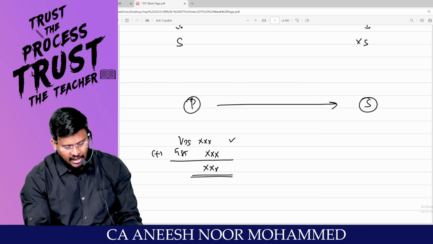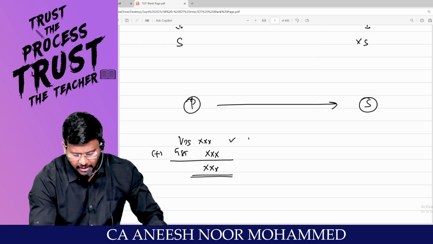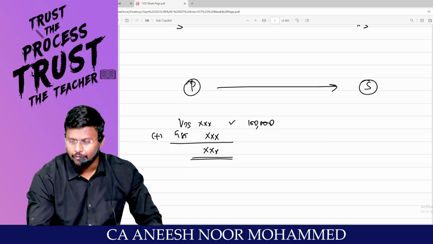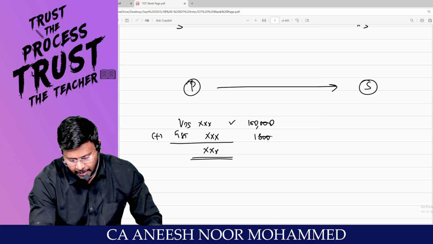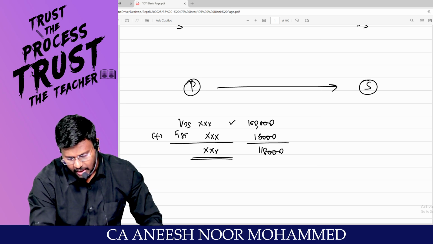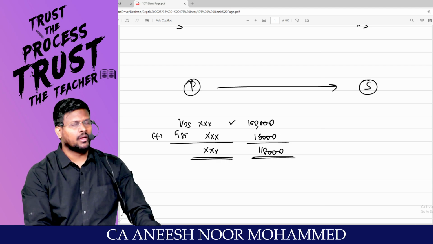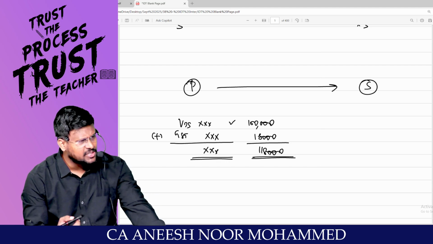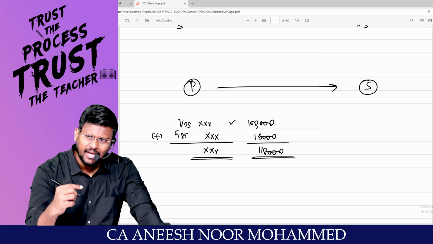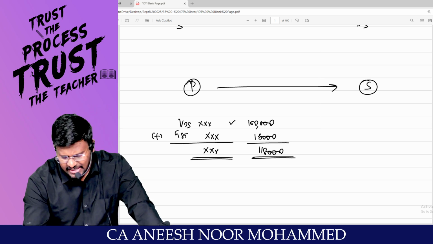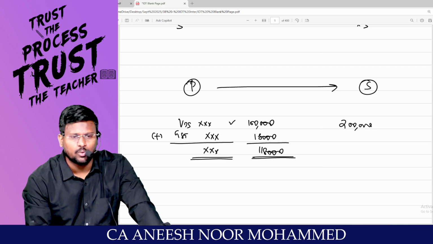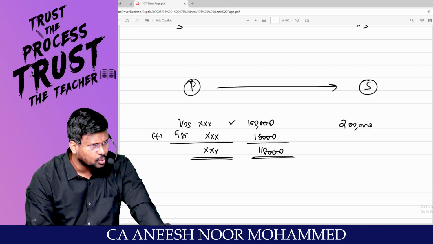Assume that I purchased raw material for 1 lakh rupees by paying 18% GST, 18,000 rupees. The total comes to 1,18,000 rupees. Sir, will I sell this product for 1 lakh or more than 1 lakh? Assume I am selling for 2 lakh.